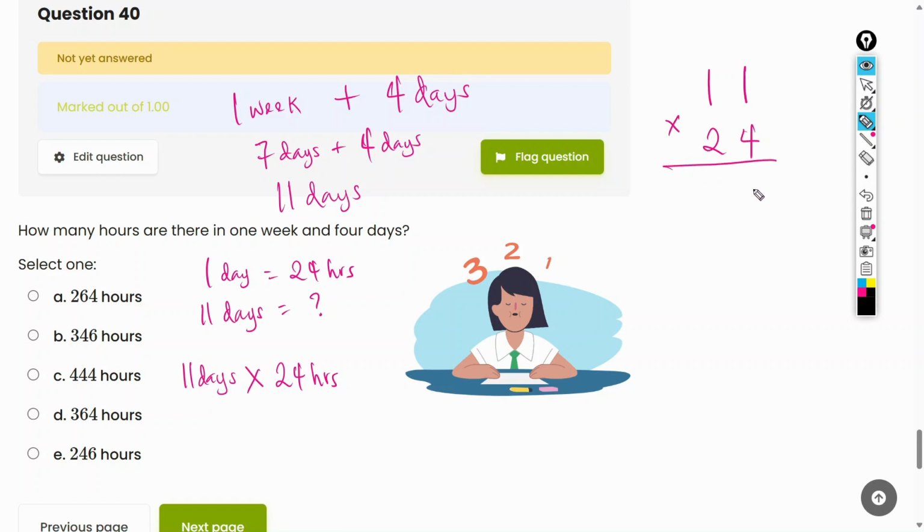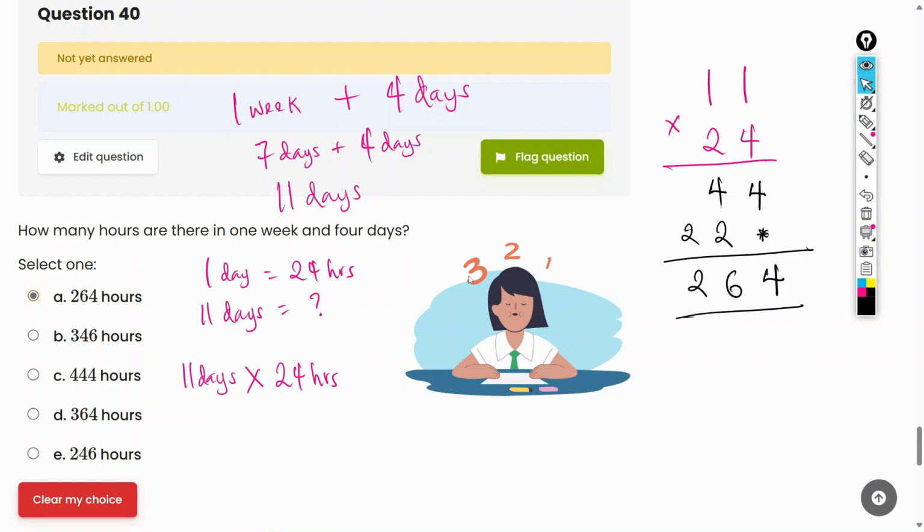4 times 1 is 4. We skip this space. 2 times 1 is 2. So 4 plus nothing is 4. 4 plus 2 is 6. And then 2 plus nothing. That's 264 hours.